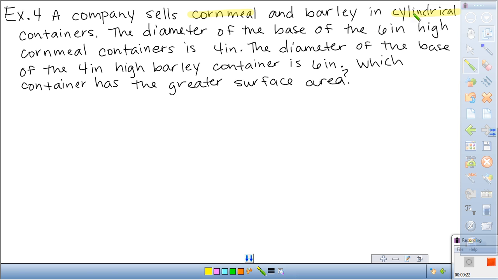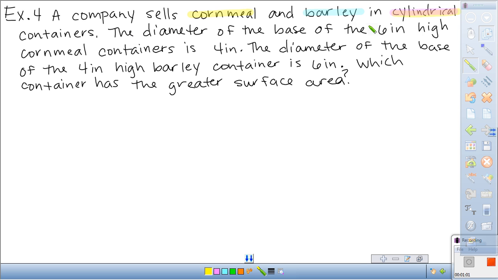So we're talking about two different cylinders. We need to find the surface area of each one and then figure out which one has the greater surface area. So we're just doing what we've been doing 2 times. We have cornmeal and then we have barley. I'm going to highlight barley in blue. And actually I'm going to change this to purple over here. So all my information for cornmeal is going to be in yellow.